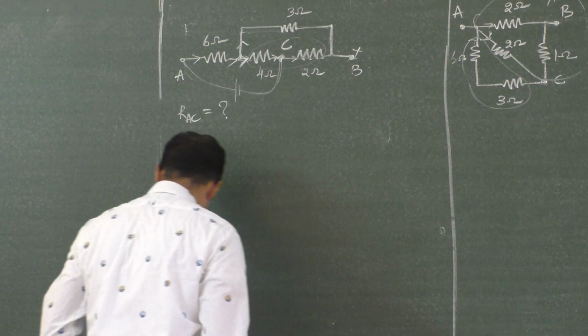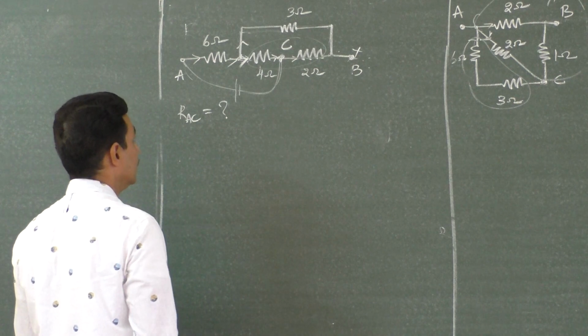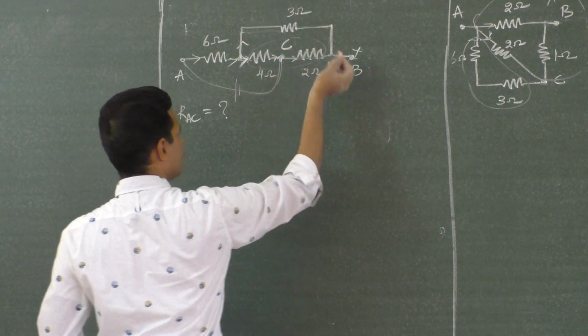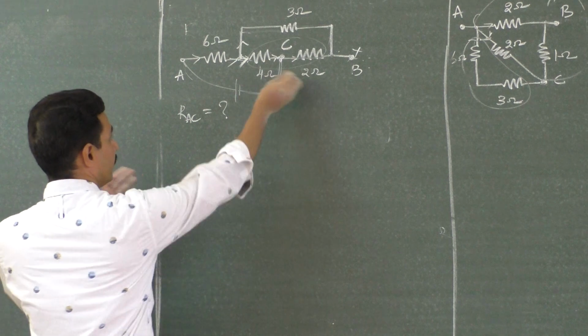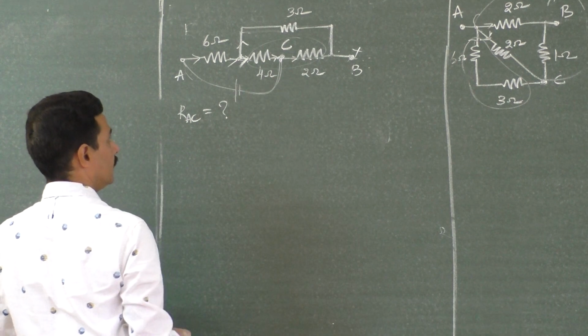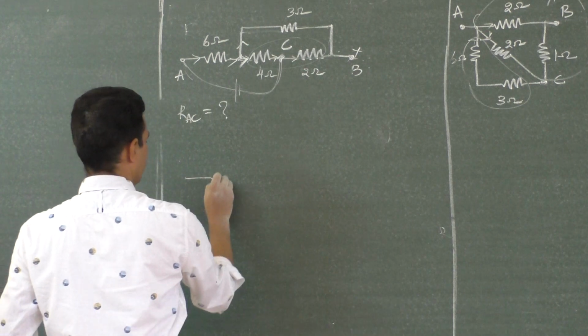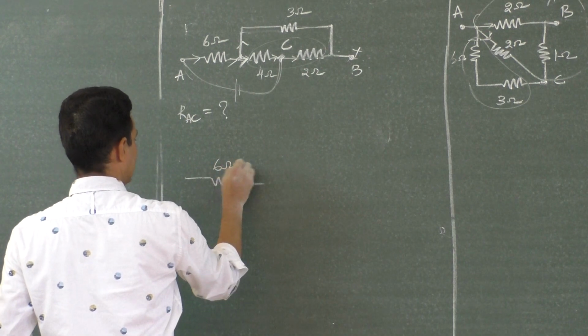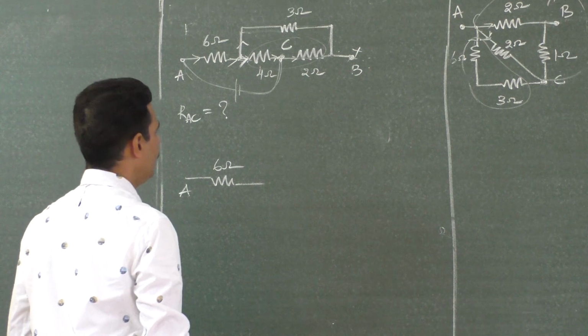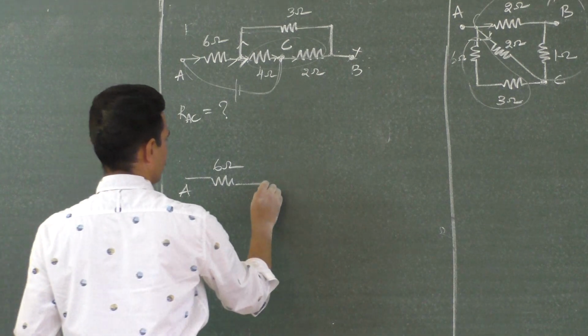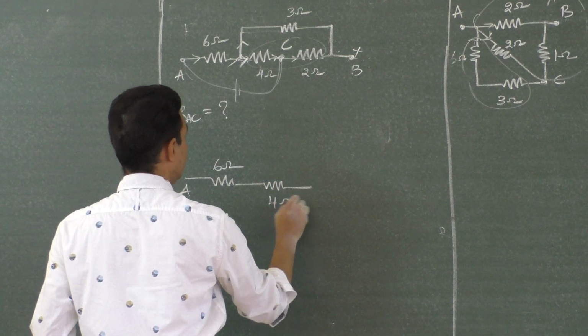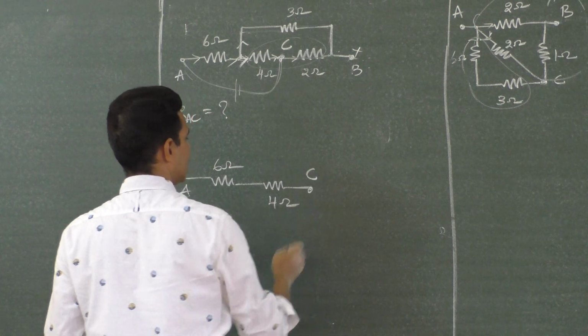The resistances are like this. There are different resistances here. Their names and values are different, so I don't want to give some colors or so. 6 ohm. Where is A? A is here. I will draw it like this, and then 4 ohm. Okay? 4 ohm, one end is at C, right?